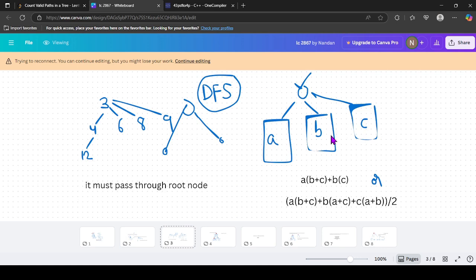So we can think of it in two ways. For now, the simplest thing is, for every subtree, multiply the size of the subtree by the sum of the sizes of all the other subtrees, so that it will return the number of paths starting from that node and ending at any other subtree. So it will be A into B plus C, plus B into A plus C, plus C into A plus B.